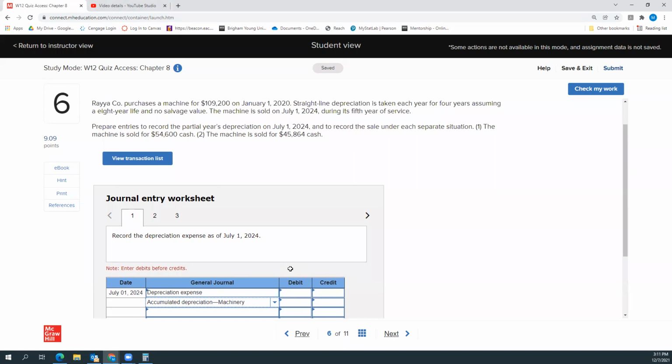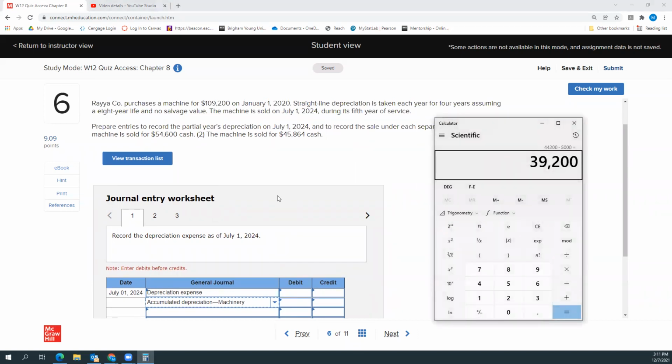So to figure that out, we're going to say, okay, this asset costs $109,200. It had zero salvage value and had an 8-year useful life. So we're going to divide that by eight to come up with an annual depreciation of $13,650.